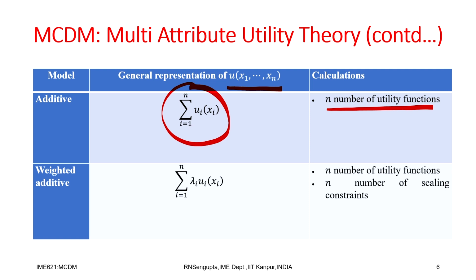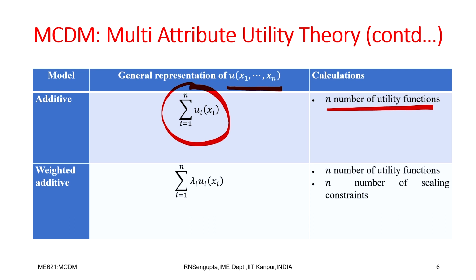The next one is the weighted additive, which means that you first multiply with the weights we just discussed and then add them up. By the way, if you see the first additive case, the idea immediately comes out that the weights corresponding to each utility function, lambda 1 to lambda n, are all 1.